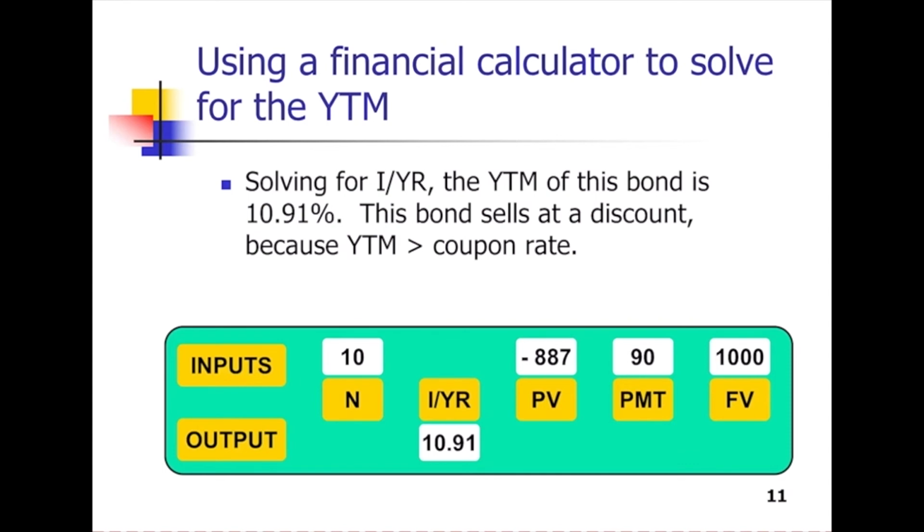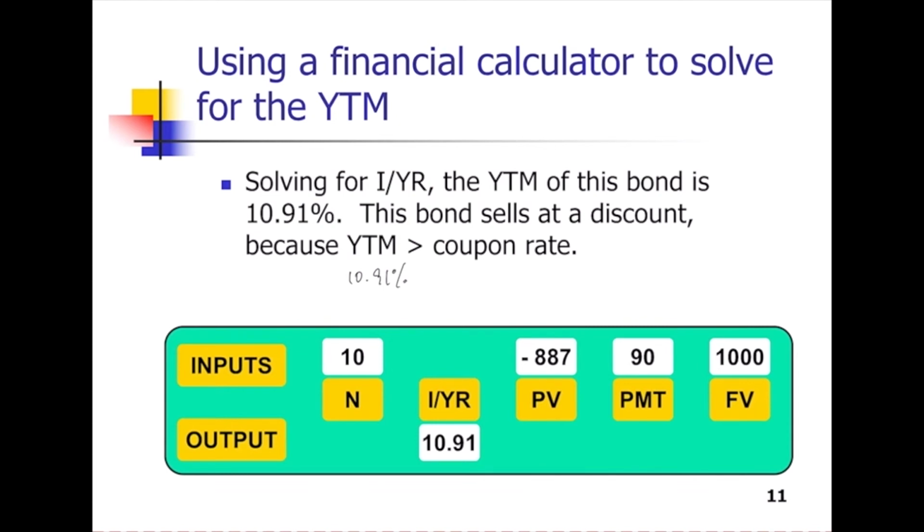You input 4 keystrokes: the number of maturity is 10, PV, the market price, 887, the bond price, right? And the coupon payment and face value. Input these 4 keystrokes and solve for I per year, and you get this number. This number means the yield to maturity. So the yield to maturity is 10.91%.